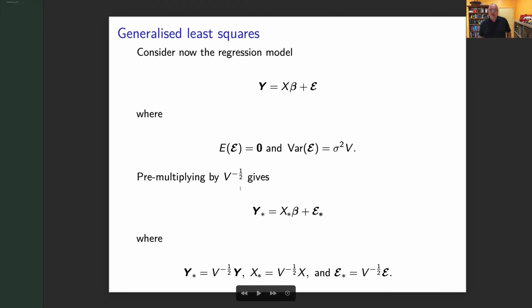And then what I'm going to do is pre-multiply everything in here by this matrix. So I get a y star, which I get by taking this matrix, V to the minus half, and multiplying it by my y. I get my x star by taking my x and pre-multiplying it by V to the minus half. And finally I get my epsilon star by V to the minus half times epsilon. So all I've done is pre-multiply every term by this V to the minus half.